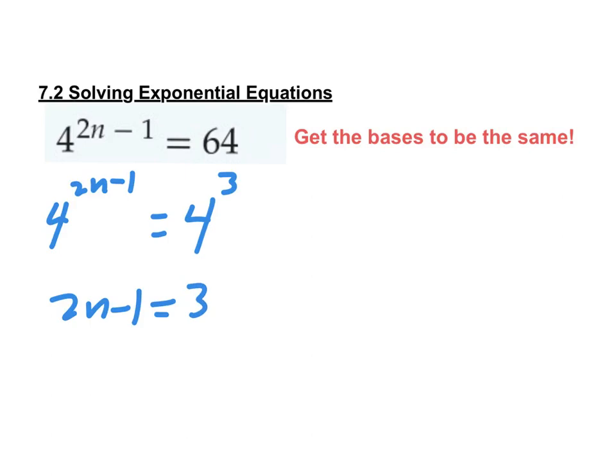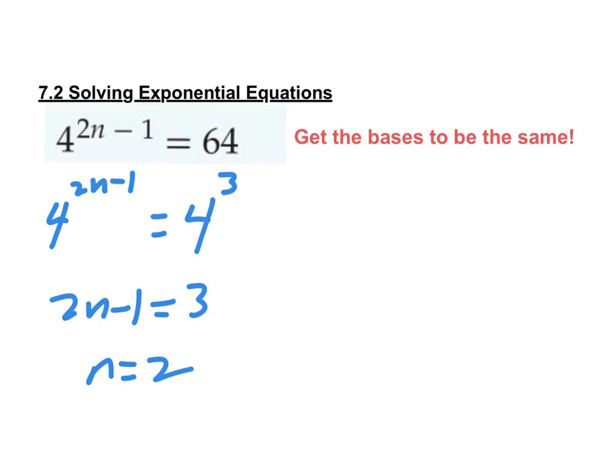So when I finish solving this, what does n equal? 2. Okay? So add 1, divide by 2. Now let's do a quick little check, make sure this works out okay. 2 times 2 is 4, minus 1 is 3. 4 to the third does equal 64. So that's all you've got to do.